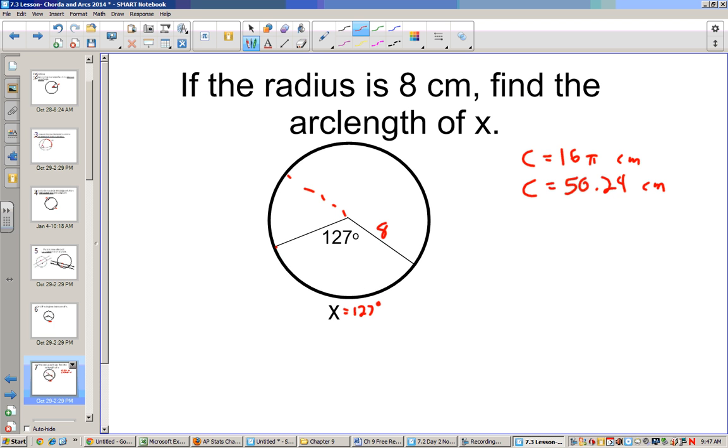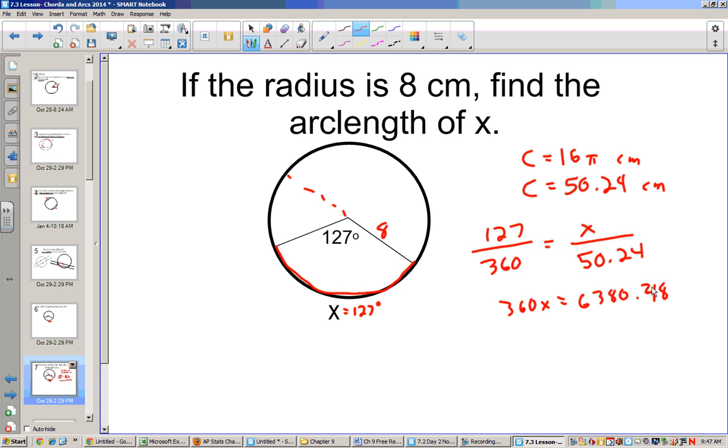Now we don't want the whole distance, we want just this distance here. So we set up the same proportion, 127 over 360 is equal to the arc length, x, over 50.24. Now we cross multiply to get 360x, and 50.24 times 127, and I got 6,380.48. Now when we divide by 360, our arc length is 17.72 centimeters.